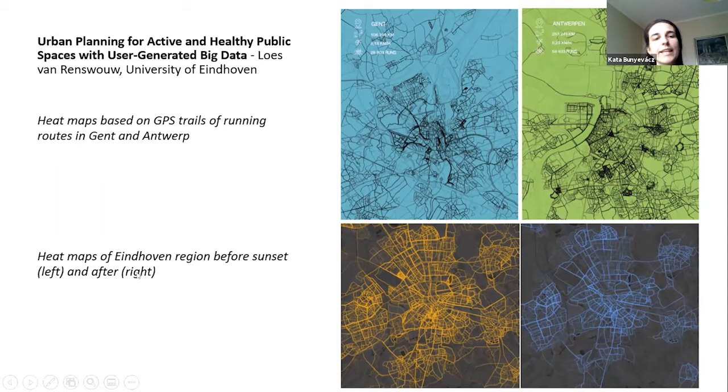She also created this heat map of the Eindhoven region, where people run during the daylight and how it changed after sunset. And you can notice that obviously not all the streets and all the areas of the city are runnable after night, and it might make us think or make decisions to improve the lighting on different streets to make it possible for people to move there. So I think user-generated data and information from citizens can be equally useful for GIS analysis.